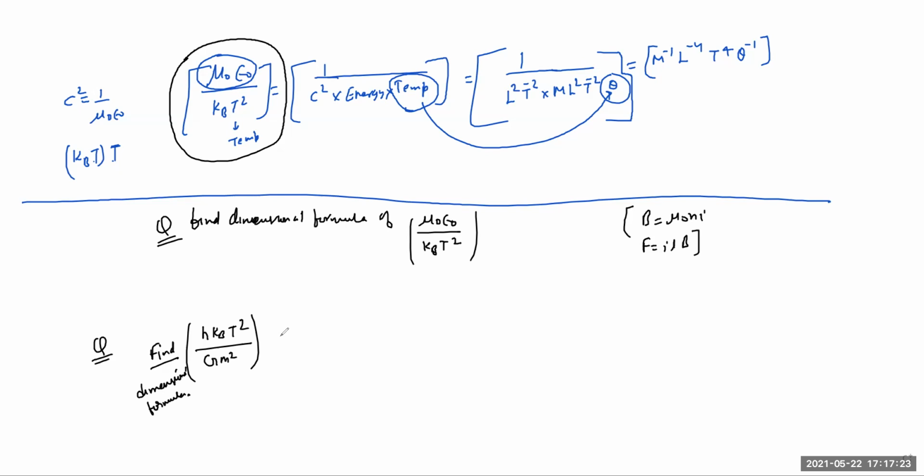So H is very easy. H is energy upon energy into time, right? So M L square T minus 2 minus 1. Energy is this much, so H is done. KBT is energy again, so M L square T minus 2. And T is temperature, so theta. Now this is interesting, G m square. If you remember Newton's law of gravitation, it is G m1 m2 by r square. So it's a force into r square, isn't it? You can write it like this.